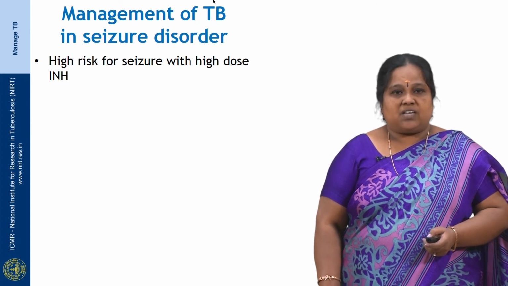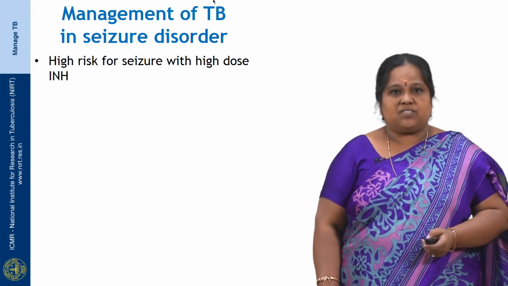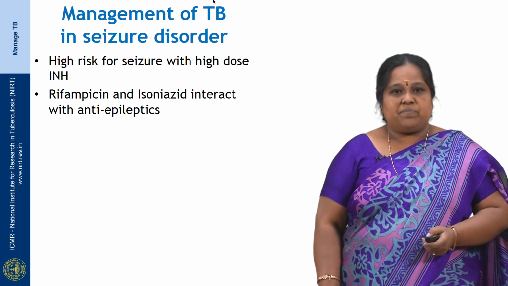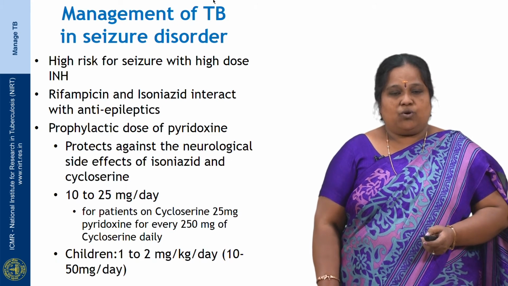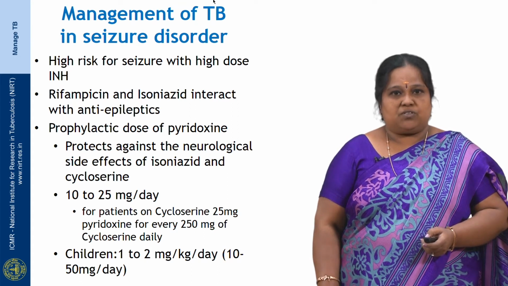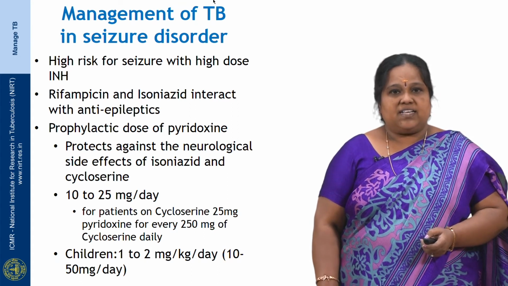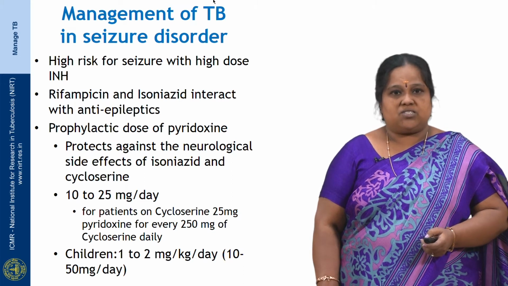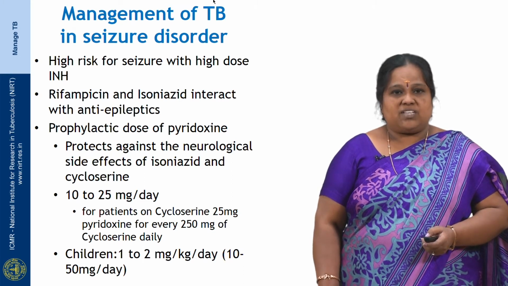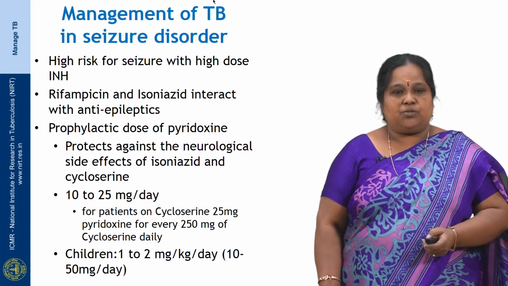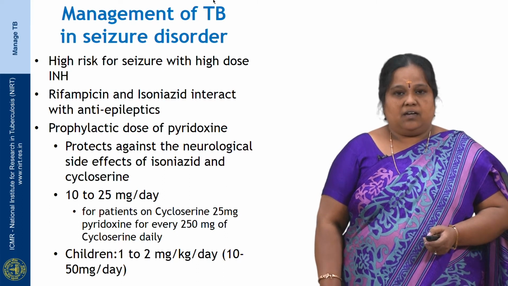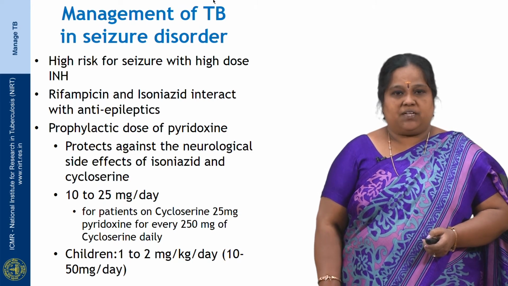Patients who are on high dose INH are at high risk for seizures. Rifampicin and INH commonly interact with the anti-epileptic drugs. So, we should always give a prophylactic dose of pyridoxine to protect against the neurological side effects of INH and cycloserine. The dosage would be 10 to 25 mg per day, and in children it will be 1 to 2 mg per kg per day. A maximum of 10 to 50 mg per day can be given.